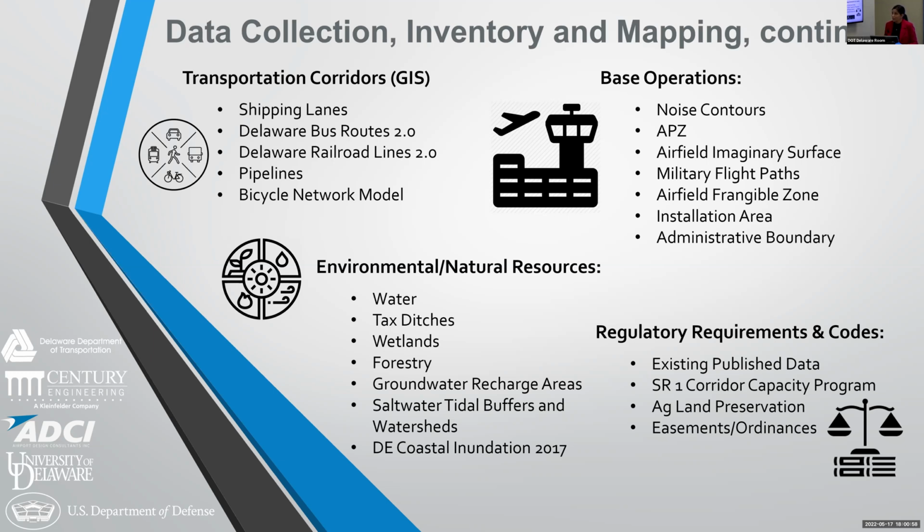And then we're going to take a look at the regulatory requirements. So there are some policies already in place that have some regulations and some stipulations for land use around the base. There's the SR1 corridor capacity program. There's ag preservation. There's some easements, some ordinances. So as part of this study, we're going to review all of those and see if any need to be revised, replaced, or added to.